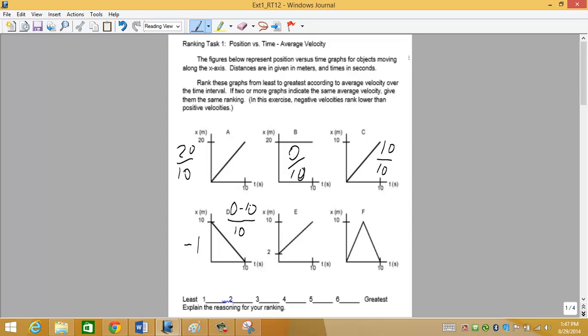In E, you don't start out at position 0. You start out at position 2 meters. You wind up going to 10, so the displacement there is positive 8 divided by, again, the same time, 10. And what about F?